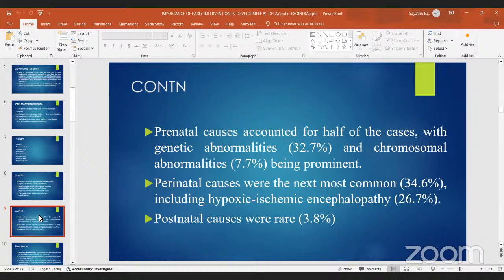And the postnatal causes are only 3.8%. That too, if the baby is exposed to any chemicals or secondary causes from the mother, it can lead to this.